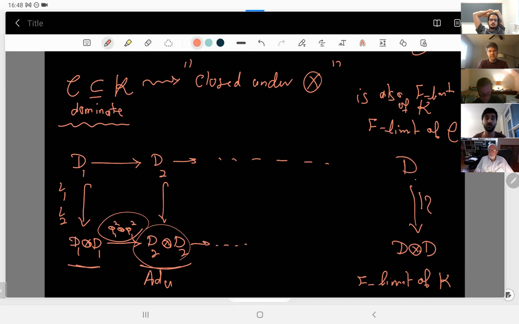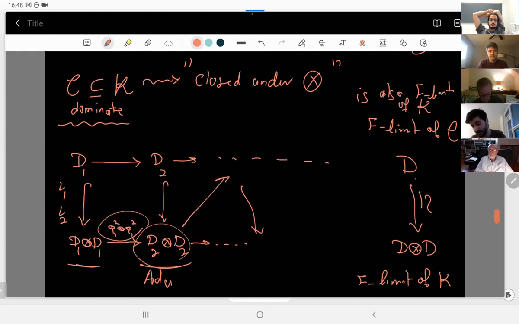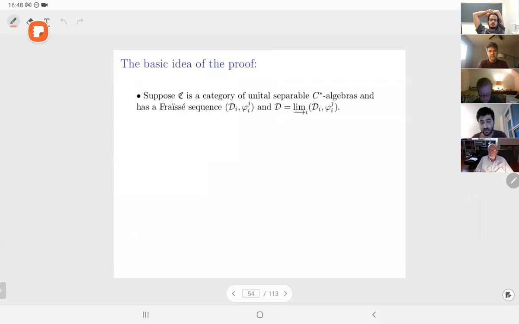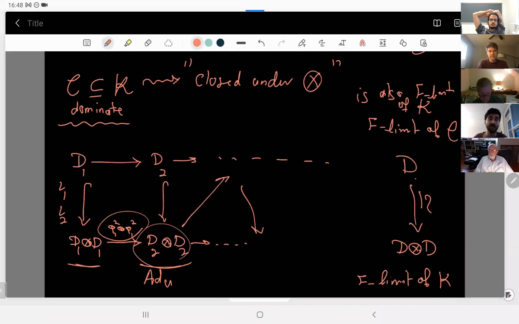But I also don't want to allow a lot of maps because I want to be able to go back here as well, so that I can build these back and forth. So it's a little bit tricky, but that was the basic idea. But it turns out that I could not show that this D tensor D is a Fraïssé limit.